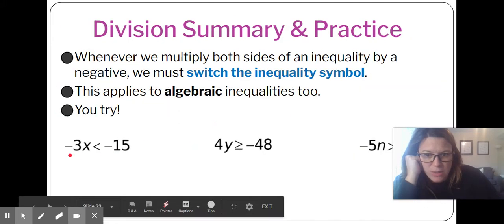All right, so for this one, I would divide both sides by a -3. That means I flip to x is greater than +5, right? Because -15 divided by a -3 is +5.